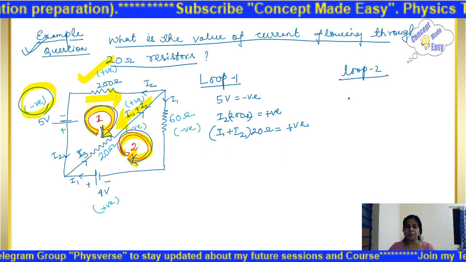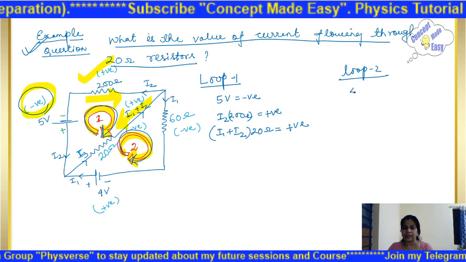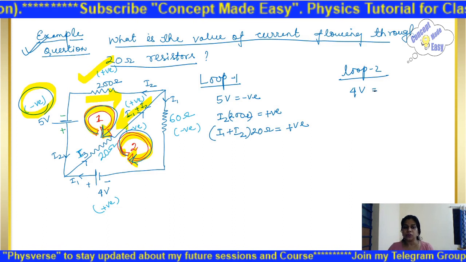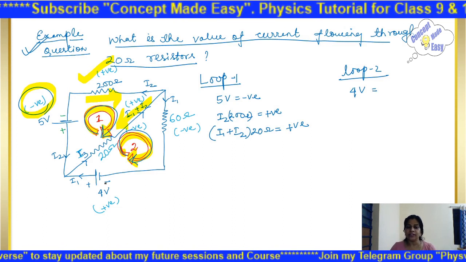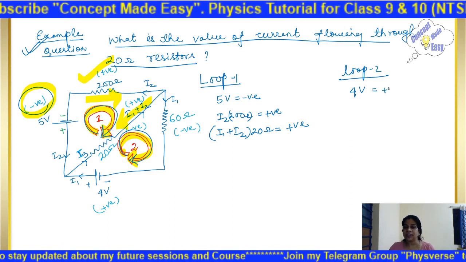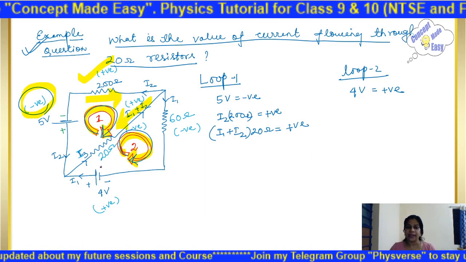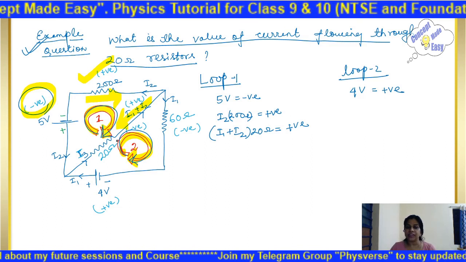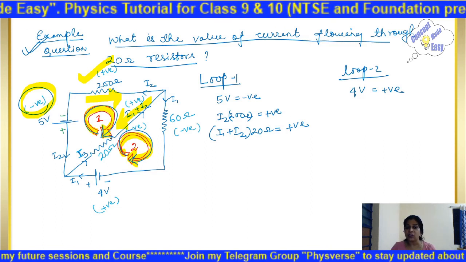For loop 2, you need to first calculate the sign conventions. So 4 volt, you can say this is from minus to plus. So that's why this is positive. Again, in this loop you are moving in this direction and the current is in the opposite direction.